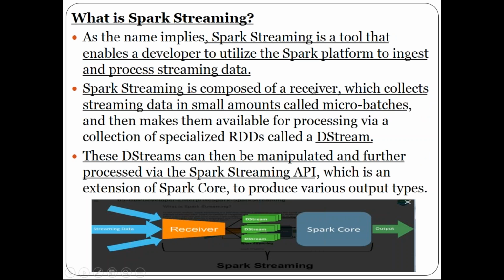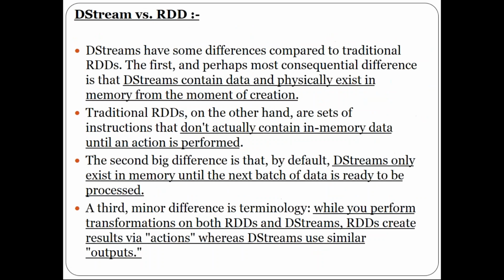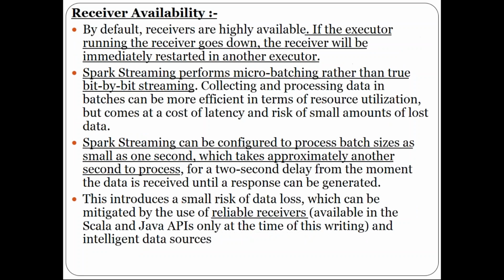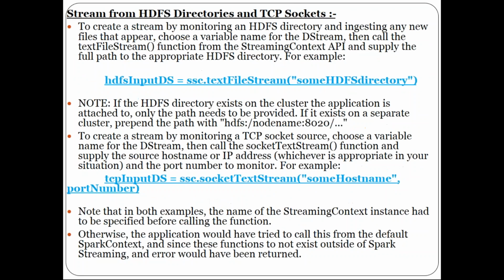If you see here, Spark Streaming is composed of a receiver. This receiver collects the data in small amounts called micro batches, and then makes them available for processing via a collection of specialized RDDs called DStreams. The way you use sc.parallelize in core Spark to convert your elements into RDD, you are not invoking anything here. When you import from PySpark the Spark streaming context, that itself will do that work for you. Hope your question is clear now.